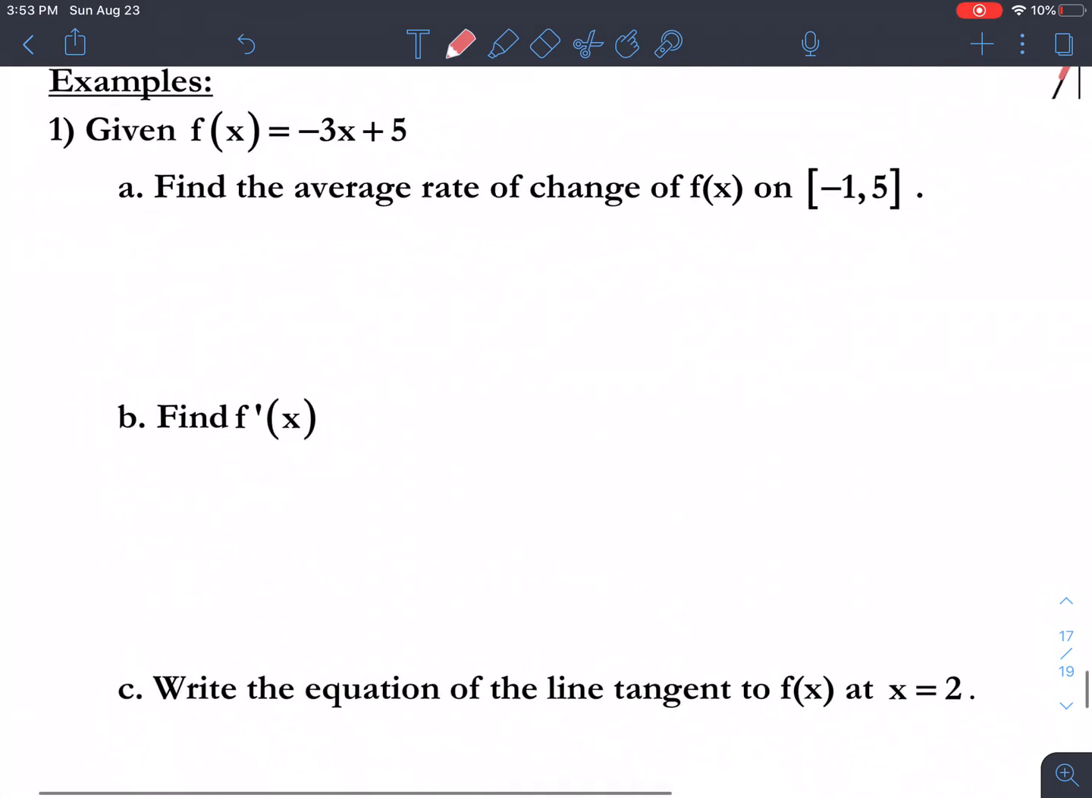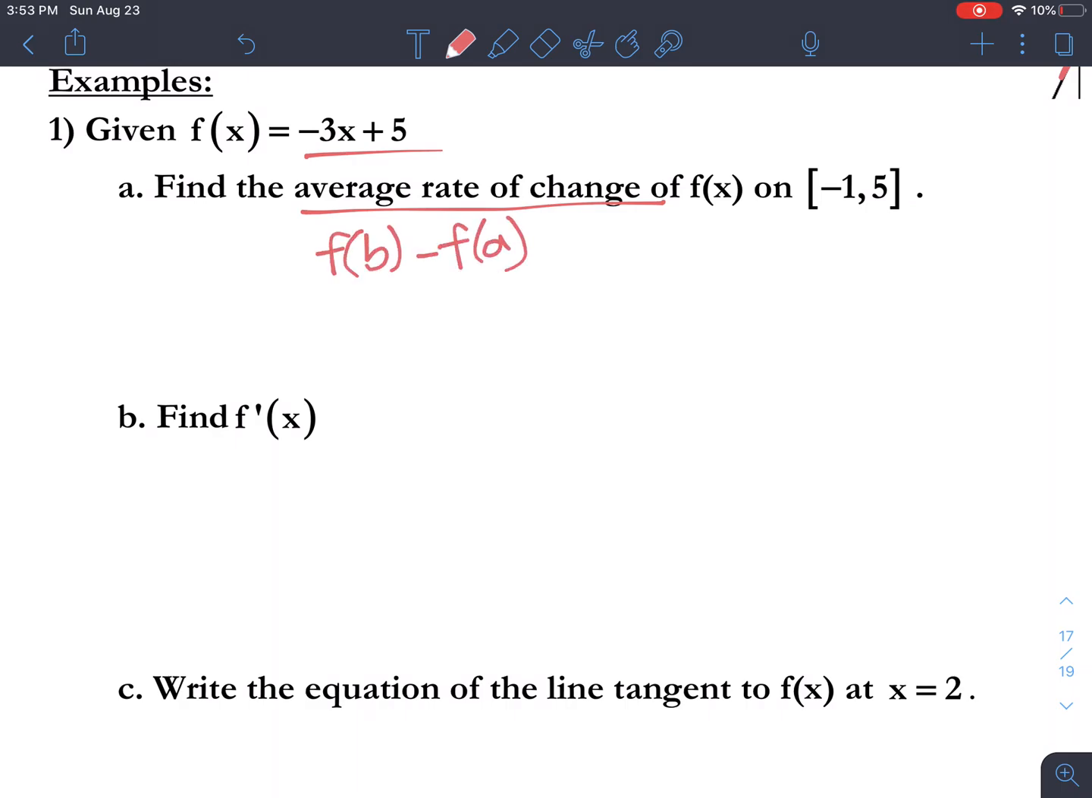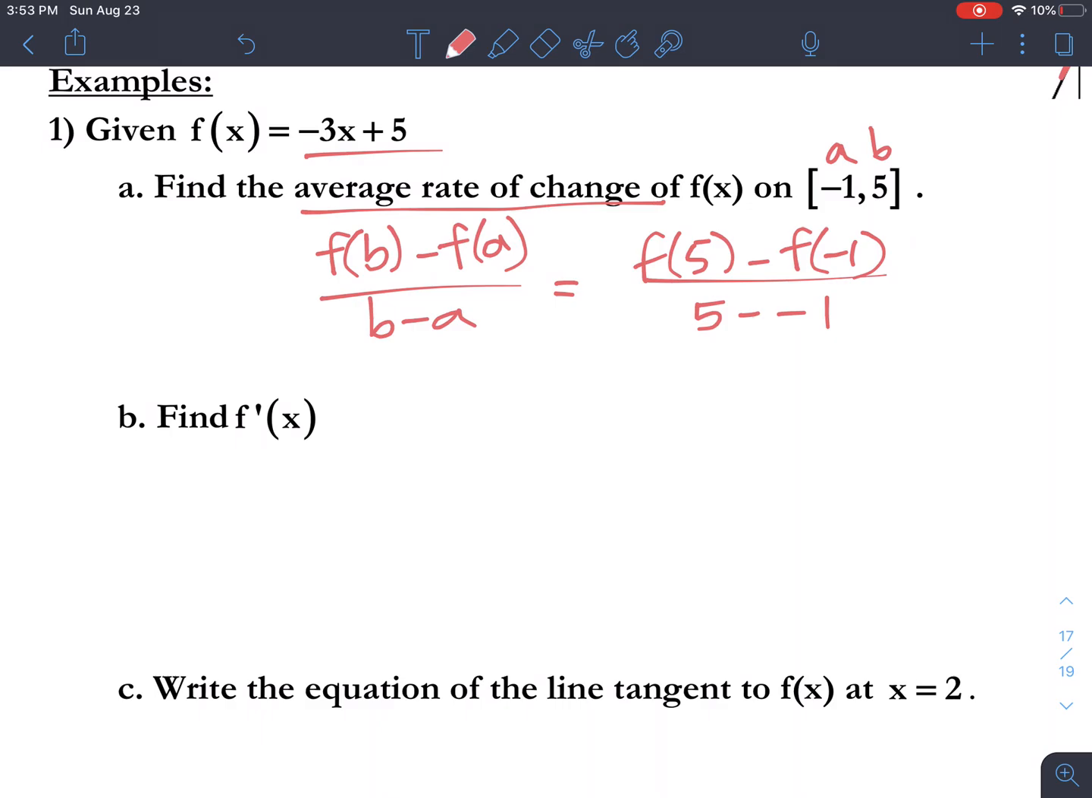So number 1 says f of x is negative 3x plus 5. Find the average rate of change. That was AROC. Again, remember, that's f of b minus f of a over b minus a. Okay, and in this case, a and b are negative 1 and 5. So f of 5 minus f of negative 1 over 5 minus negative 1.